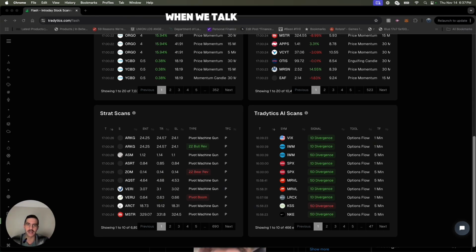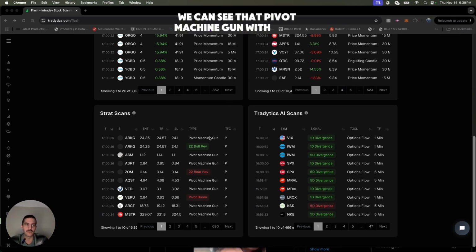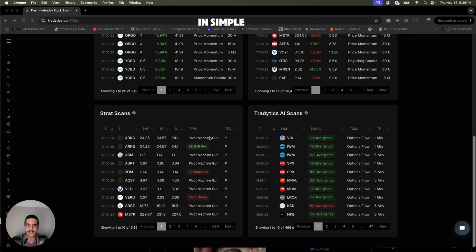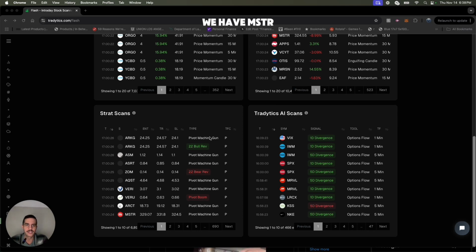So now when we talk about strat scans or strategy scans, this one has cool patterns. Like we mentioned, the pivot machine gun. For example, we can see that pivot machine gun with ARKG, and it also has a 22 bull rev, which suggests it might be reversing from a recent dip. In simple terms, it could mean the stock is about to change direction and go up. And on the flip side, we have MSTR showing a pivot machine gun in the other direction, which could mean it's set to continue downwards. These patterns are going to help us spot stocks that may be ready to shift direction or continue a strong trend.